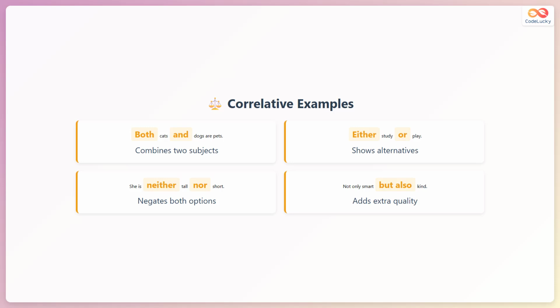Correlative conjunctions always work in pairs to connect balanced elements. Both and combines two similar subjects or ideas, either or shows alternatives, neither nor negates both options, not only but also adds an extra positive quality. These pairs create parallel structure in sentences.